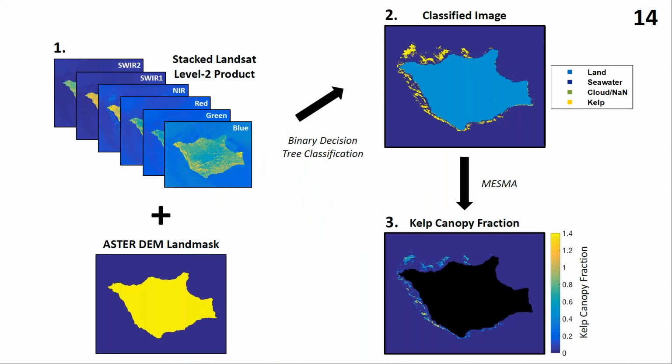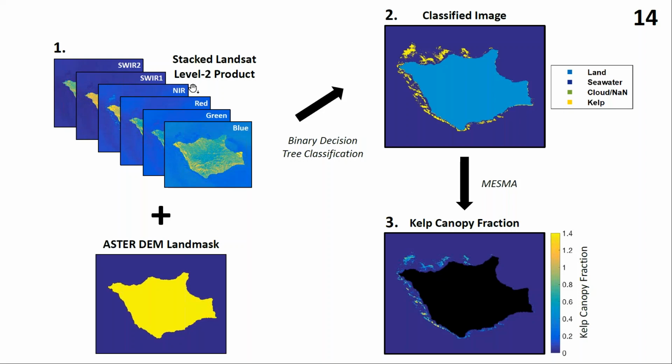And so basically, I'll give you a quick rundown of how the automated process works. We start with a level 2 reflectance product from USGS. We stack 6 different bands across the color and near infrared and shortwave infrared regions of the spectrum. We then mask out land using a digital elevation model from the ASTER satellite sensor. And then we use binary decision trees to classify each pixel as seawater, cloud, or kelp canopy. So you can see the kelp canopy off Santa Rosa Island here in yellow. And so this step removes the need for any manual classification.